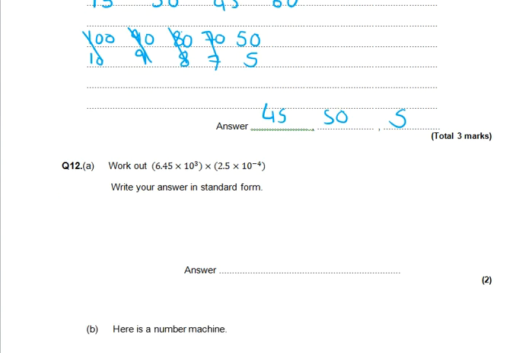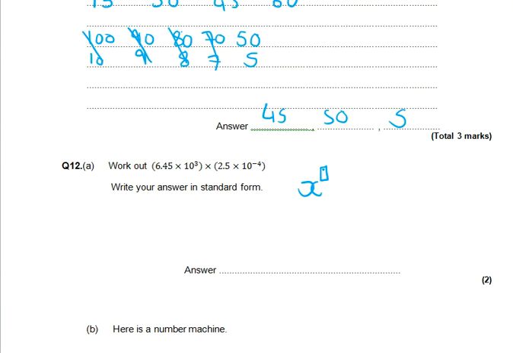Question 12 is just a case of using your calculator. Just put it in exactly the way it is on the page. So 6.45 times 10 to the power. Now the power button, depending on your calculator, it probably looks something like that. To the power of 3. Close bracket. Just make sure your bracket's down on the bottom line, not up the top.